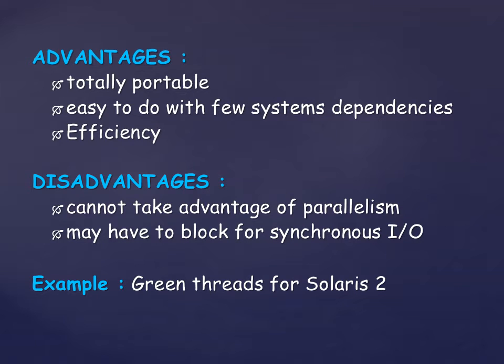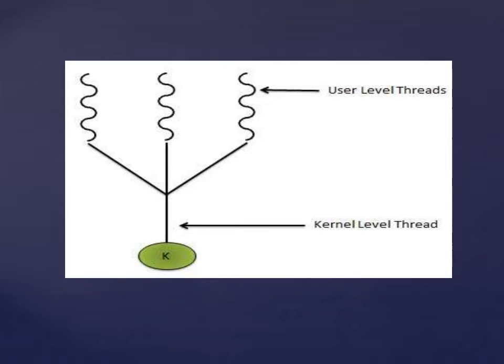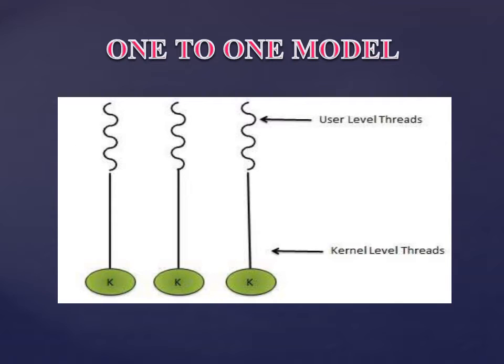The advantages of this model are that it is totally portable, easy to do with few system dependencies, and efficient. While the disadvantages of this model are that it cannot take advantage of parallelism and may have to block for synchronous input and output. For example, green threads for Solaris 2. This diagram shows that many user-level threads are being mapped to one kernel-level thread. This diagram shows how the user-level threads map to the kernel-level threads.